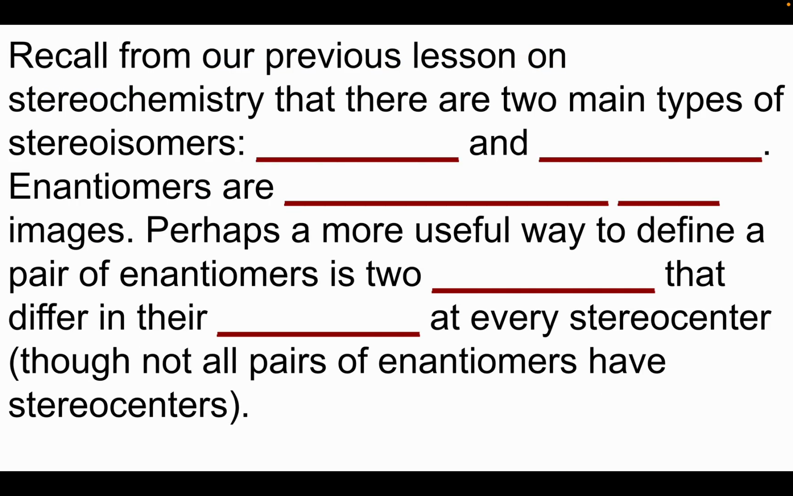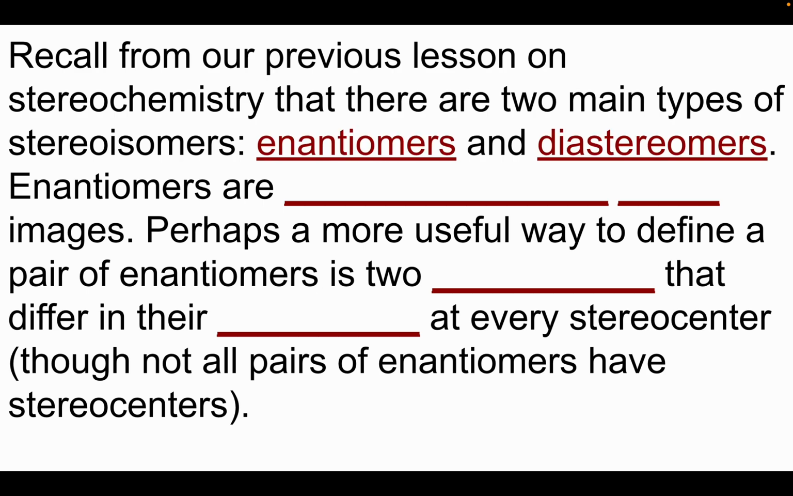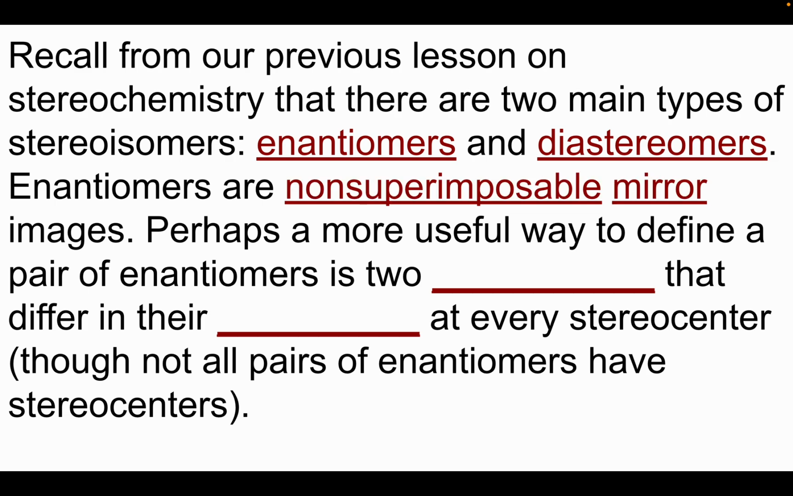First, I want to do a little bit of review from our previous lesson on stereochemistry. Remember that there's two main types of stereoisomers. So those are enantiomers and diastereomers. Enantiomers are non-superimposable mirror images of one another. So I know that can be kind of a lot as far as the definition goes. Remember what that means though. Like if you think about your hands are mirror images of one another, more or less.